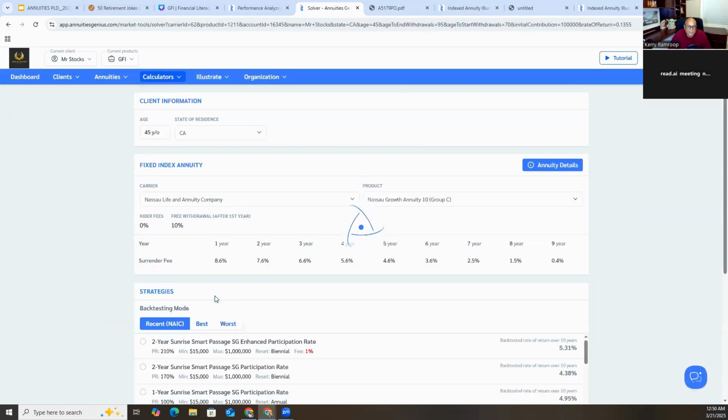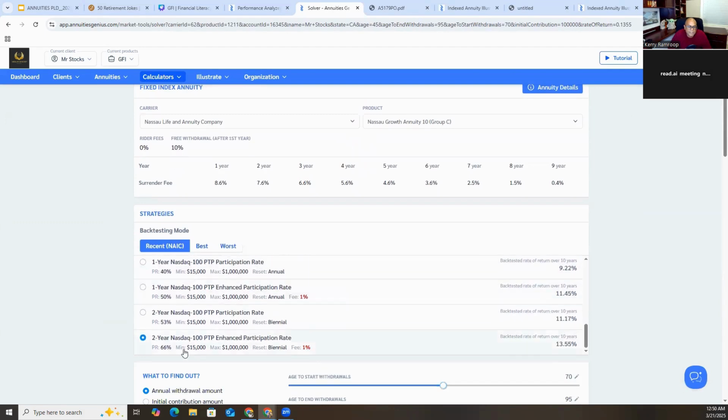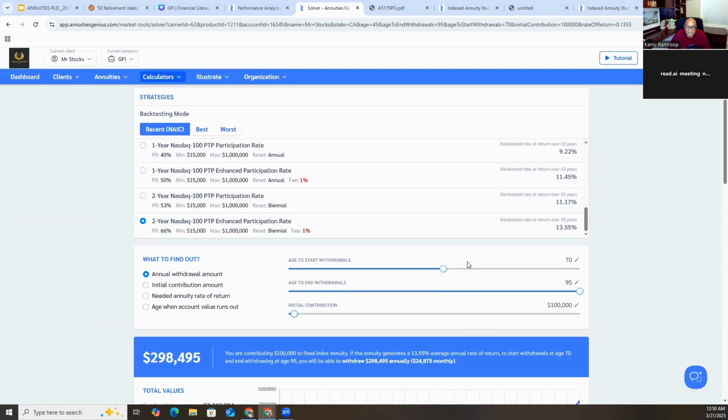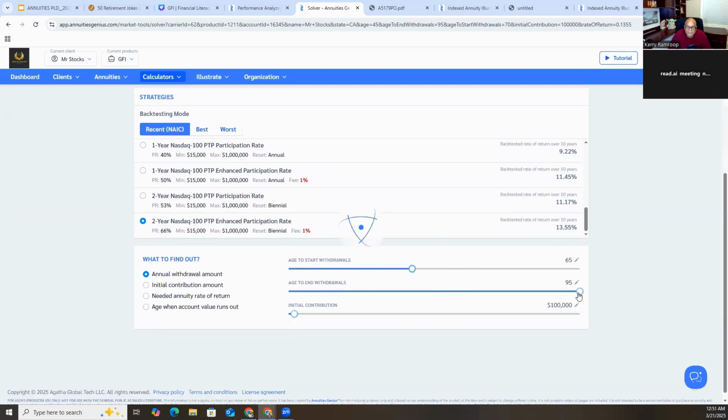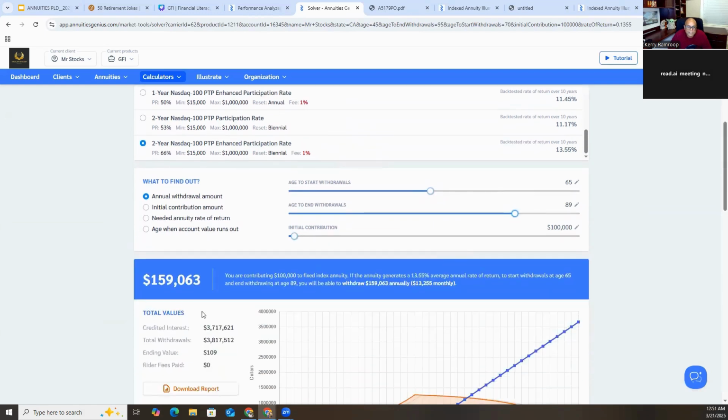What it would look like for him. Okay, 2 year, good. If he's going to take money out from age 65, say he's going to live to 90, let's put 89: 159,000, which is not too bad. He's a little older, so there's less time for it to grow.